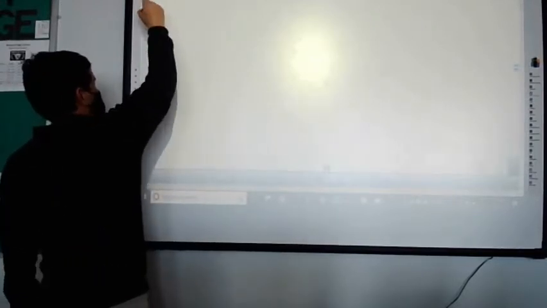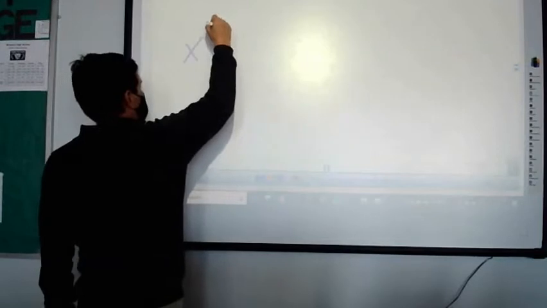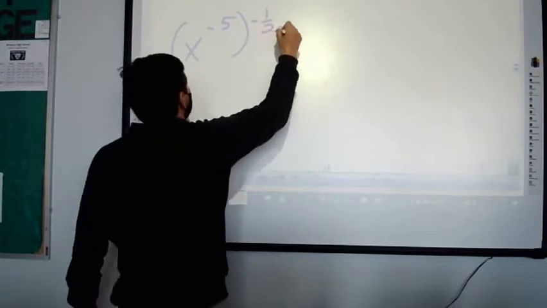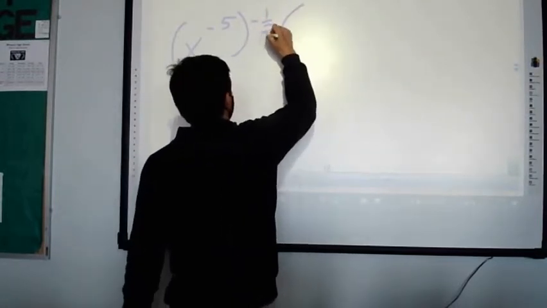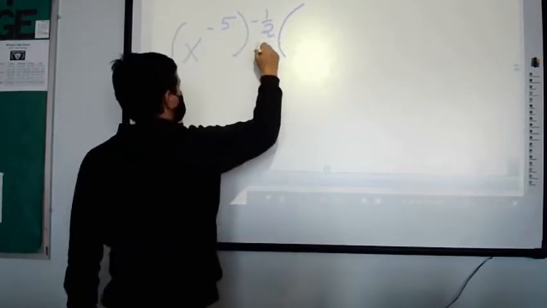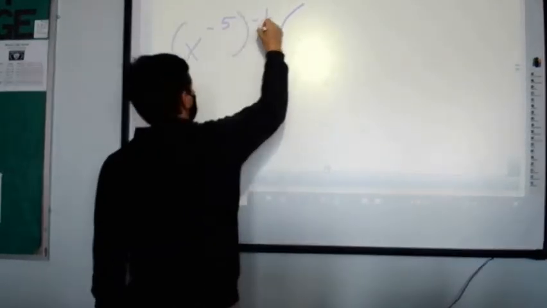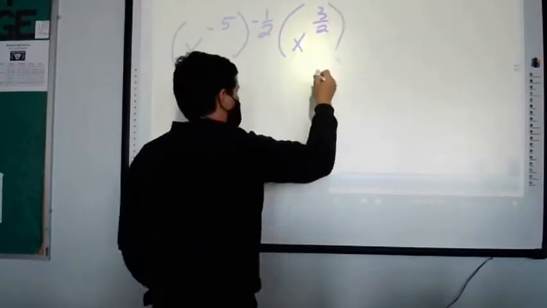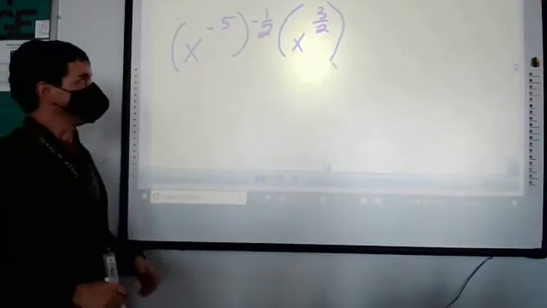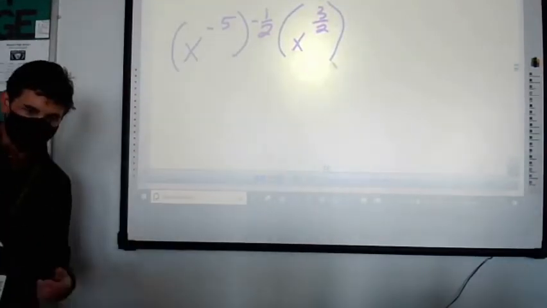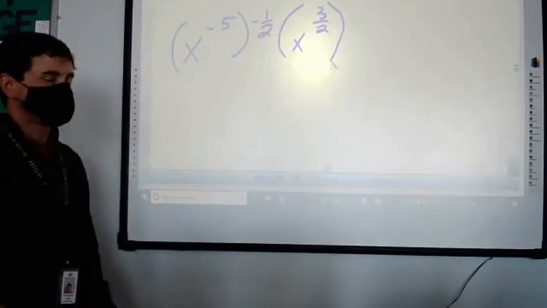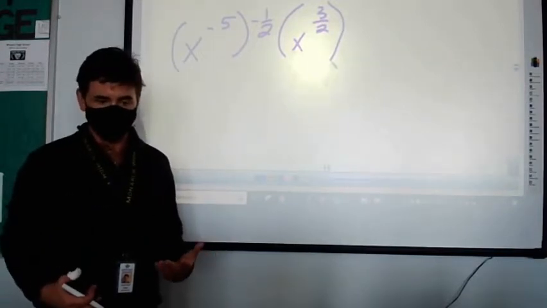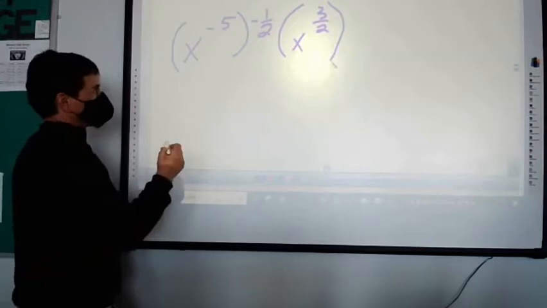Okay, I'm going to make them x's instead of s's. X to the negative 5th raised to the negative 1/2 power times x to the 3/2 power. So not only are we doing order of operations, multiplying first, then adding or subtracting, but we're also multiplying a whole number and a fraction and adding fractions. So you can see how much comes into these problems.